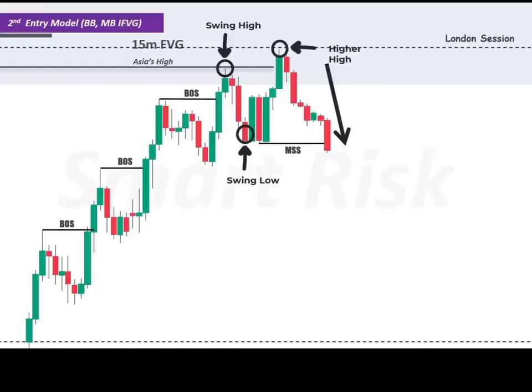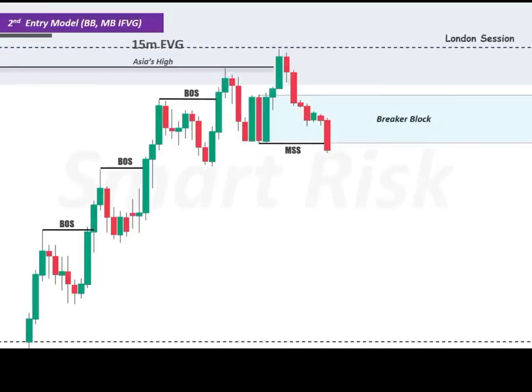In this case, the down close candle, or series of down close candles, formed between the first swing high and the swing low becomes your breaker block zone. This is the area where we plan our short entry. The next step is to place a sell limit order at the lowest point of that breaker block and wait for the price to retrace into it.